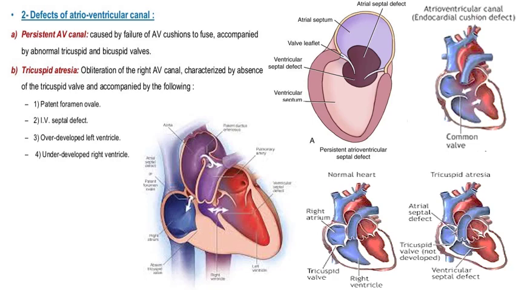But since there is no proper functioning of the right ventricle, we said that the ventricles are formed by the hemodynamic changes of the blood flow. When the blood flow itself is not there into the right ventricle, naturally there won't be any development of the right ventricle that is seen.